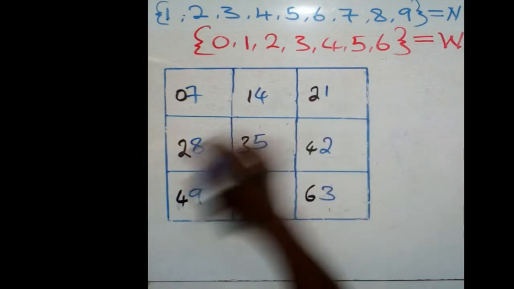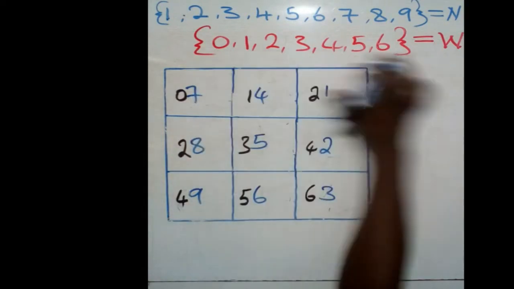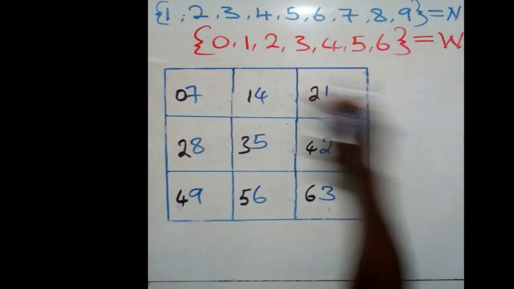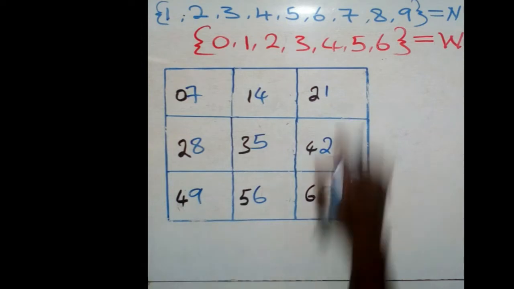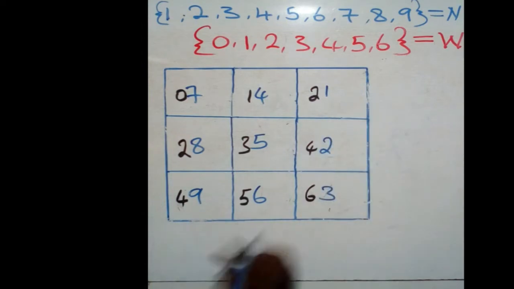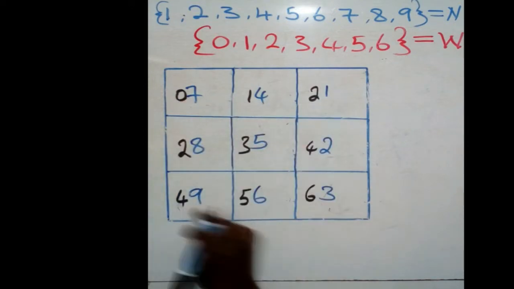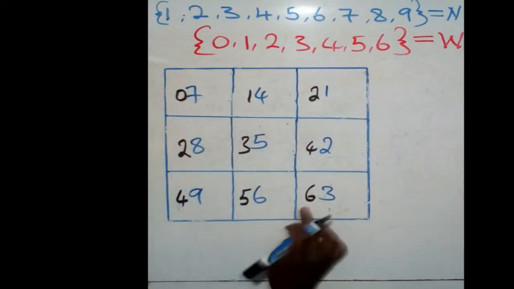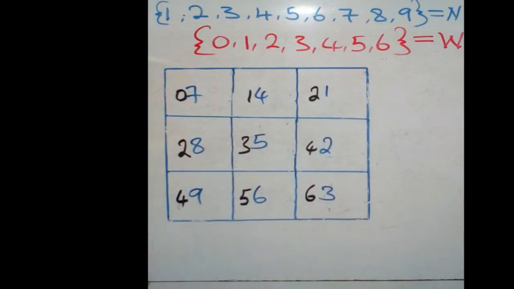You can see 2 is repeated, 4 is also repeated. This is because these whole numbers are only 7, but the number of boxes that we have here is actually 9. This is a 3 by 3 square plane, hence 3 times 3 is equal to 9. So if we had to say 0, 1, 2, 3, 4, 5, 6, then we wouldn't have any numbers to write in there. So as a result, we have to put 2 twice and 4 twice.